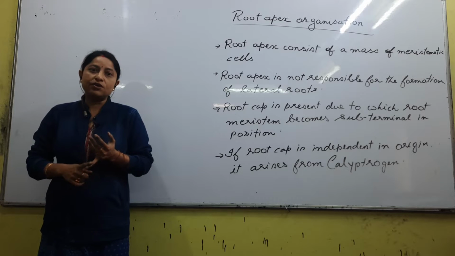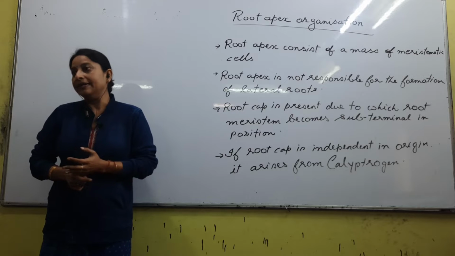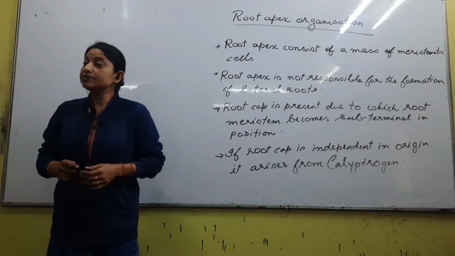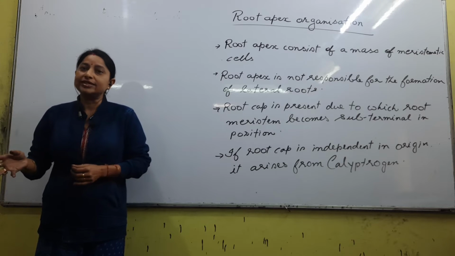Epidermis obviously does not. If epidermis did, it would have been exogenous in origin, right? So apart from epidermis, below the epidermis what is there? Cortex. After the cortex what is there? Endodermis. After the endodermis what is there? Pericycle. So you have to choose among these words, right?